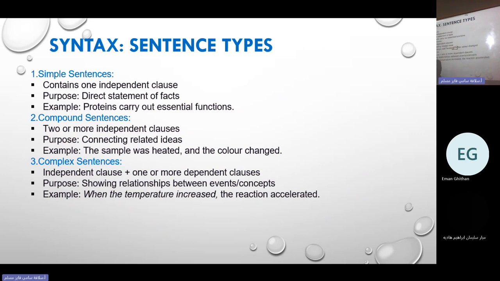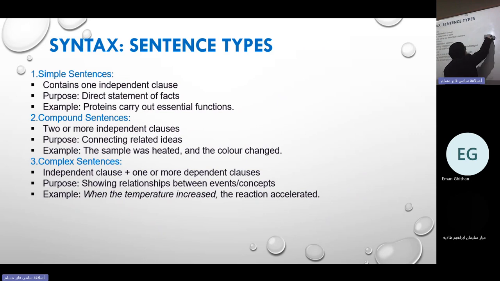Who remembers the FANBOYS? What are the FANBOYS? For, and, nor, but, or, yet, so. So these are the conjunctions that link two independent clauses.